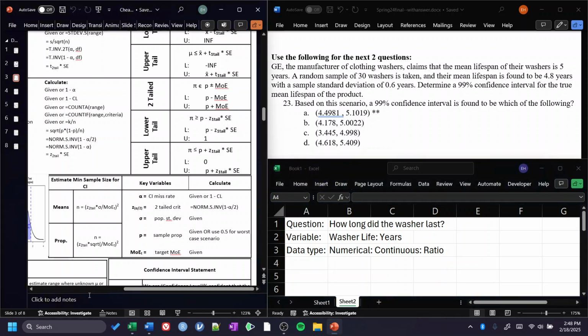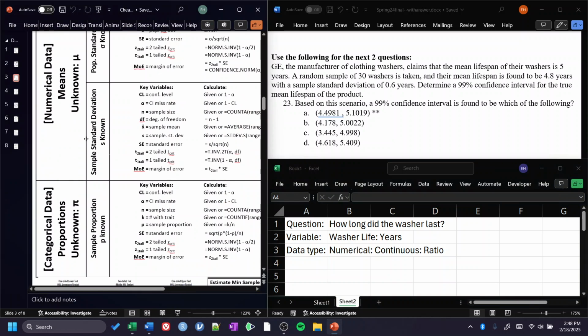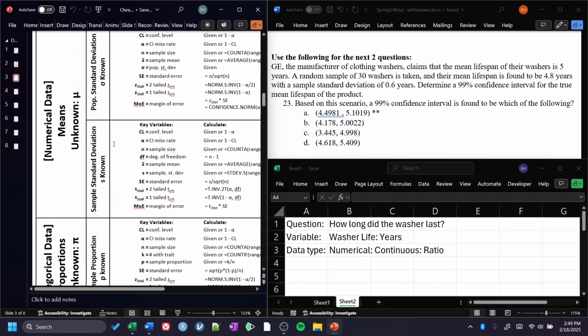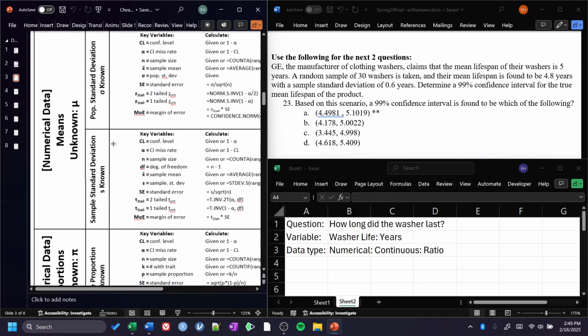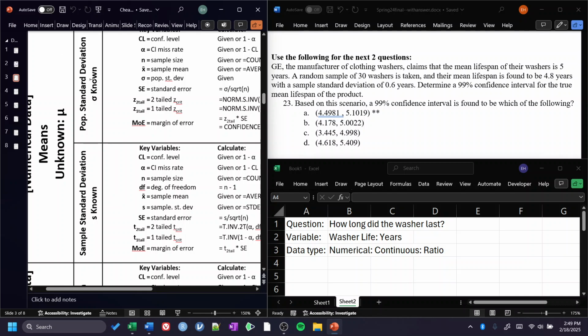So if we look at this, our page 3 again, and if we look at our options here, we have the numerical data, and we have our categorical data. So we're going to go up and look at our numerical, and if we look at our numerical a little bit closely, we see that there are two options here. Do I know a population standard deviation or do I know a sample standard deviation? And that will allow me to figure out the key variables that I need for this scenario.